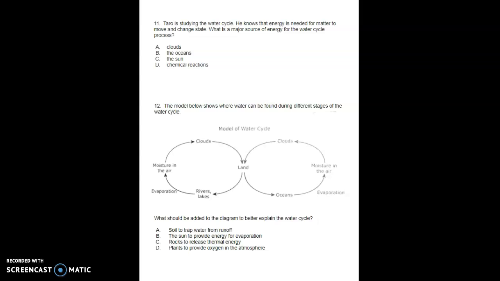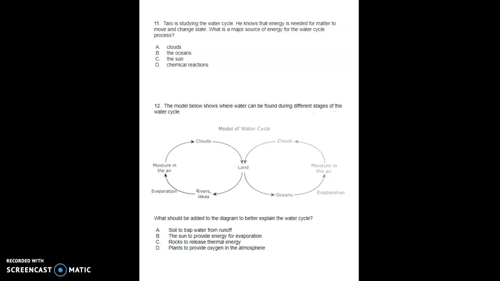A. Soil to trap water from runoff. B. The sun to provide energy for evaporation. C. Rocks to release thermal energy. Or D. Plants to provide oxygen in the atmosphere.